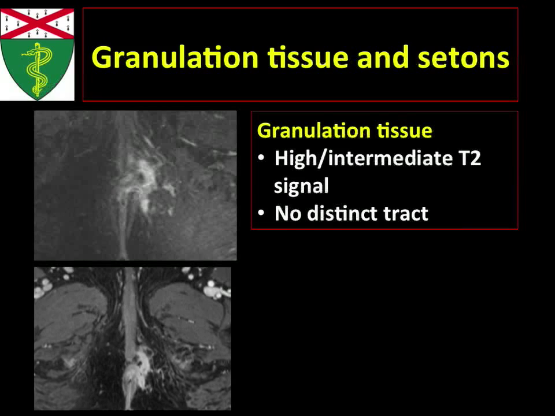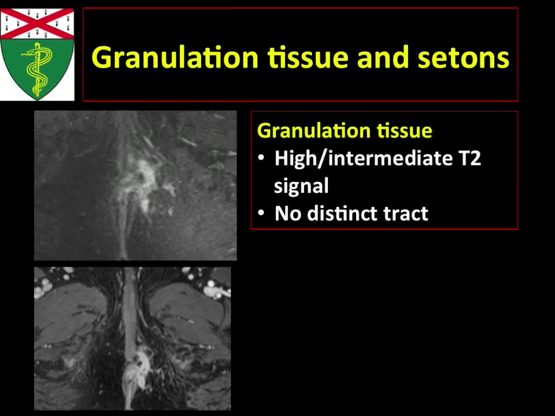Now, one of the things that you'll come across in our reports when you look at these cases is this concept of granulation tissue or phlegmonous collection. So for me, an abscess is a rim-enhancing, kind of loculated collection. It's a discrete collection that contains fluid inside of it, such that if I put a needle, I can suck out some fluid, suck out some pus from it.